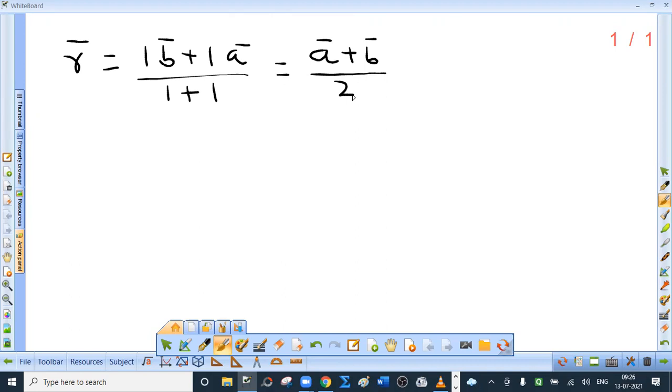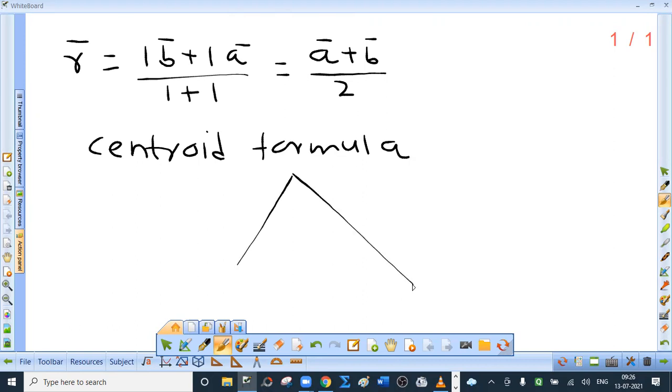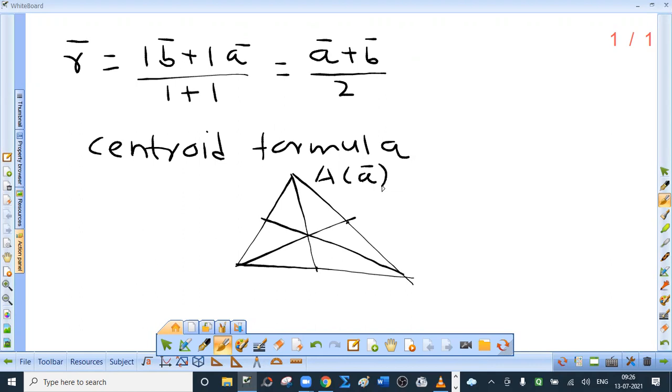If you remember, we have already obtained the midpoint formula by considering collinearity of vectors. Now it is the centroid. Let us obtain the centroid formula. Centroid is the point of intersection of three medians of a triangle. So these are the medians. Vertex A with position vector A bar, vertex B with position vector B bar, vertex C with position vector C bar.